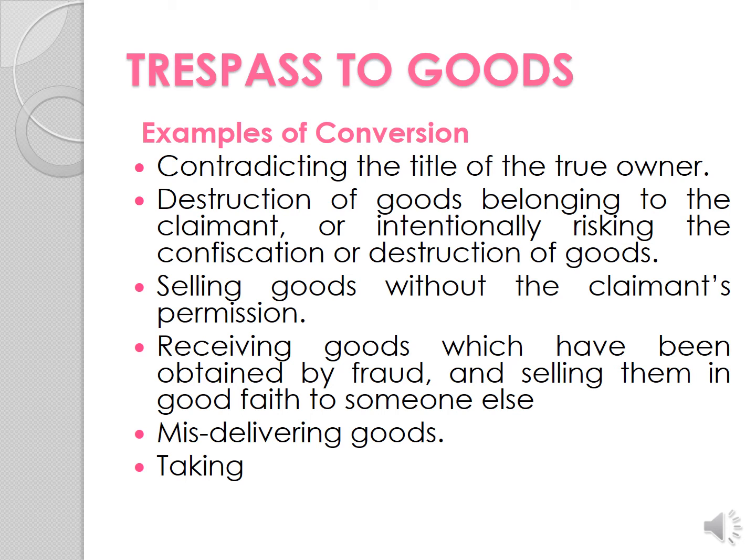And these include, and by the way, this list is by no means exhaustive, but it includes contradicting the title of the true owner, destruction of goods belonging to the claimant, or intentionally risking the confiscation or destruction of the goods, selling the goods without the claimant's permission, receiving goods which have been obtained by fraud and selling them in good faith to someone else, misdelivering the goods, and simply taking the goods. All the above acts are manifestations or examples of conversion.